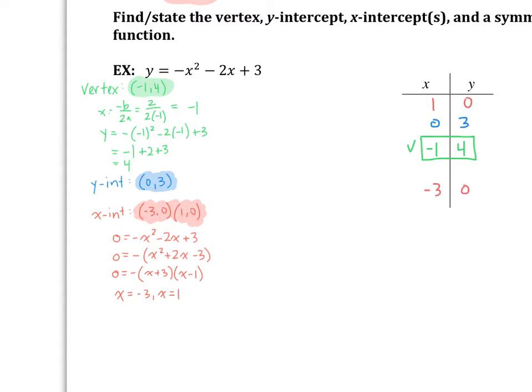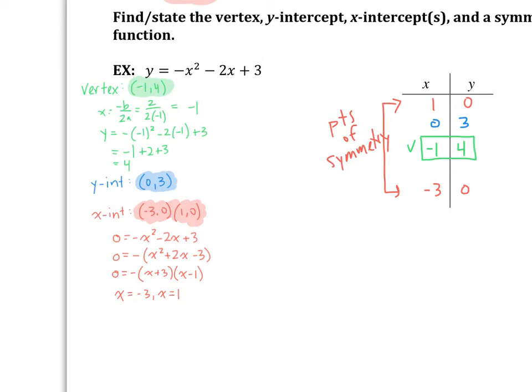But one thing we haven't talked about yet is this symmetry point, okay? And what we should notice is that our x-intercepts, at least in this case, the x values are the same distance away from our vertex. So 1 is 2 units away from negative 1, and negative 3 is 2 units away from negative 1. So these 2 points happen to be symmetry points. So we can call those points of symmetry.